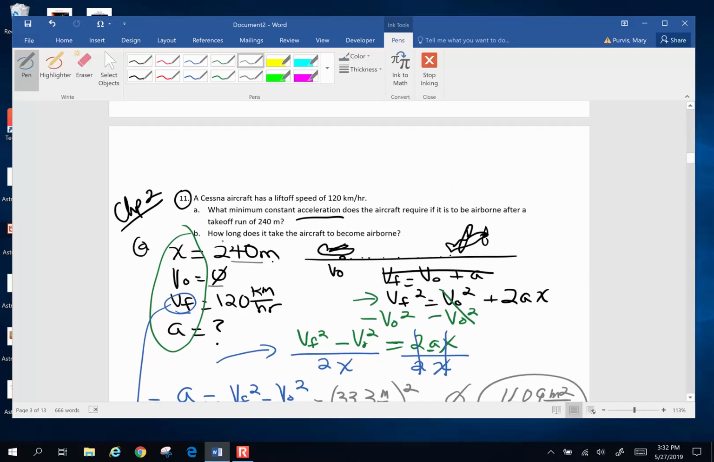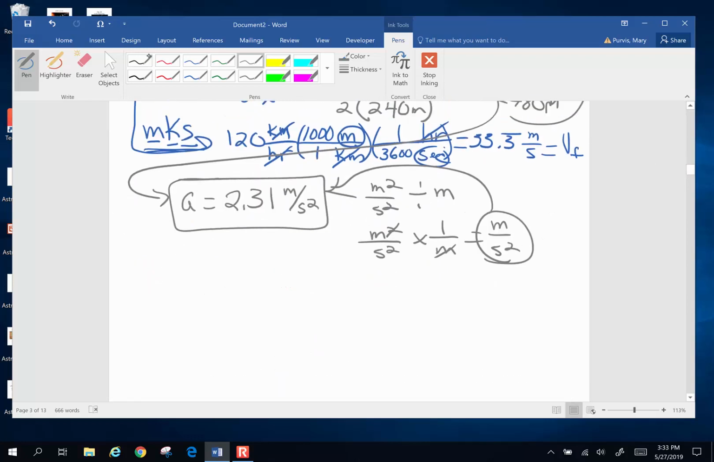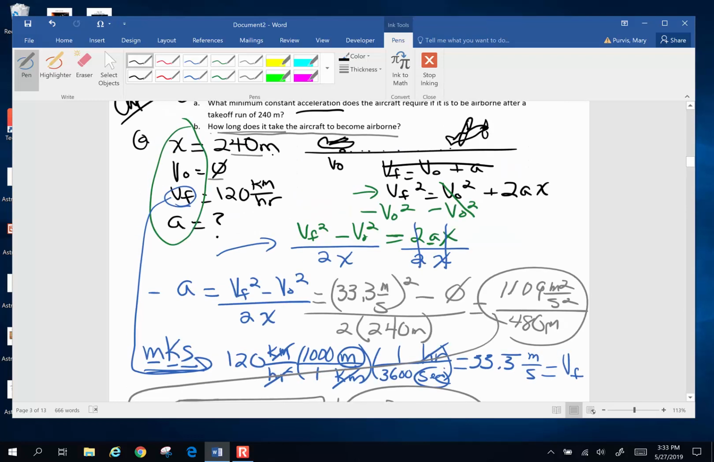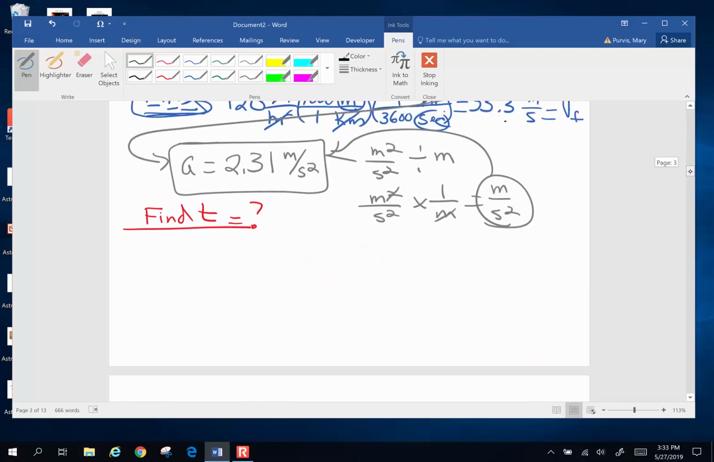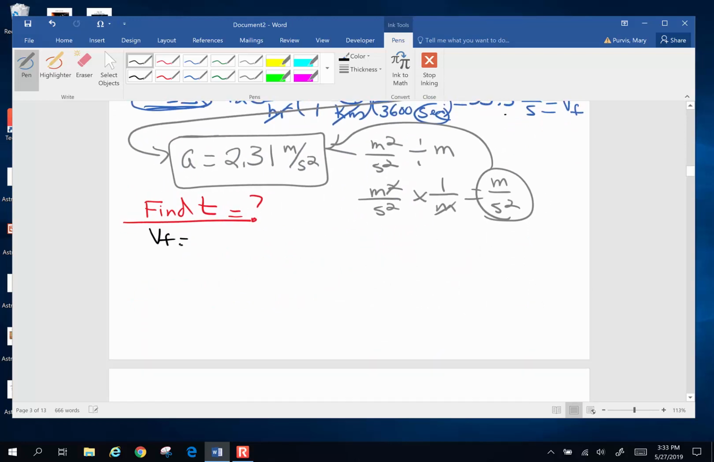Part B says, how long does it take the aircraft to become airborne? How long does it take means we're looking for time. So let's go ahead, get in this last bit of room we have here, and find time. This is going to be my part B. Time is going to be my question mark. And we have lots of choices for equations that we can use. Now that we have all of this lovely data, we have acceleration, we have final velocity, V0, x. I think I am going to use this equation because it's just such a handy little one. Final velocity is original velocity plus at.